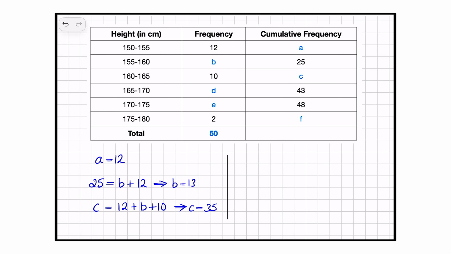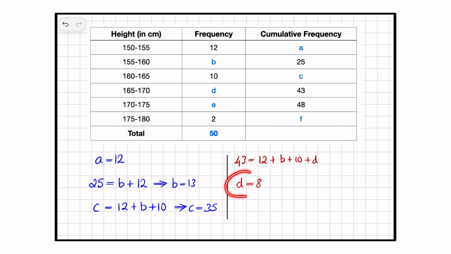Next we have to find D. What will be the value of D? We have the cumulative frequency as 43, and 43 will be a sum of all these values, that is 12 plus B plus 10 plus D will equal 43. So I can write 43 is equal to 12 plus B plus 10 plus D. I have the value of B as 13. I'll substitute back and I will get D. Once you do, you will get D as 8.